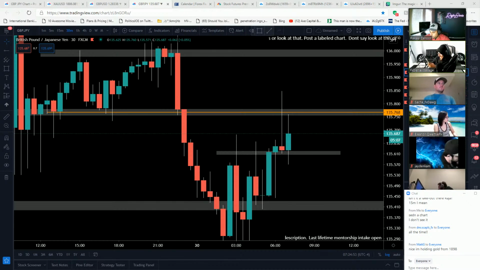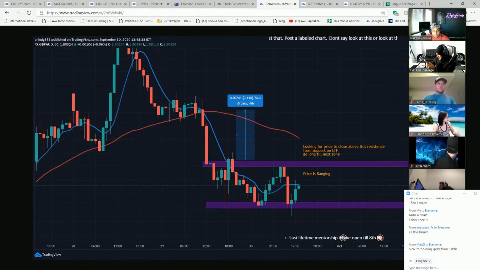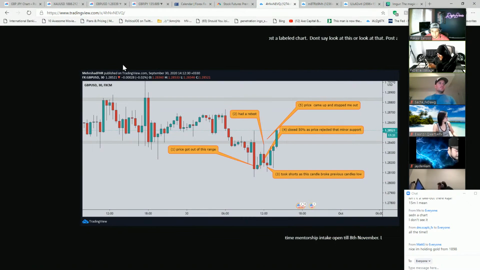Okay, what's this? Hey, could you please say what I could have done better in this GU trade? This is price got out of the range, okay, took shorts. Oh, took shorts as this candle broke the lows of the previous candle. Closed 50% over here. Man, I don't know what's going on.